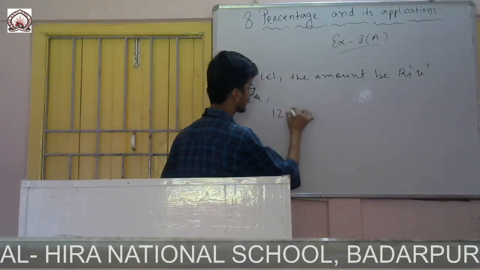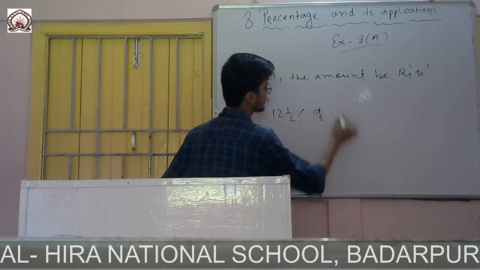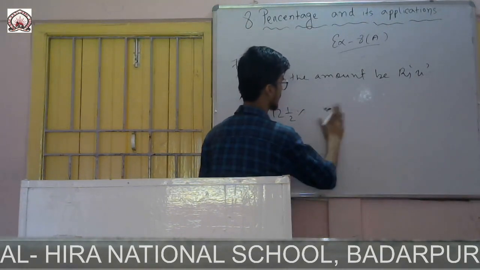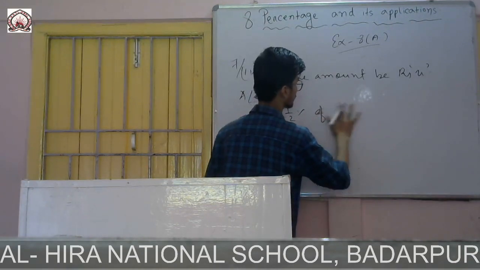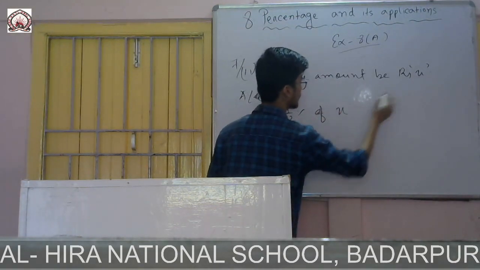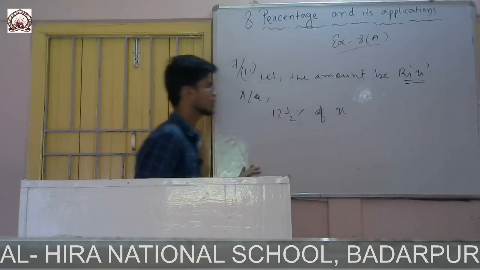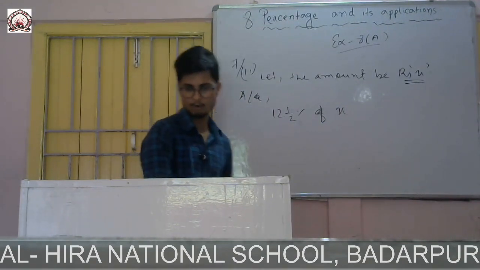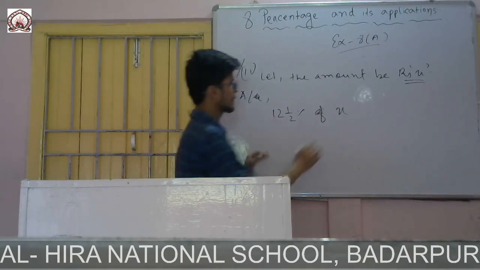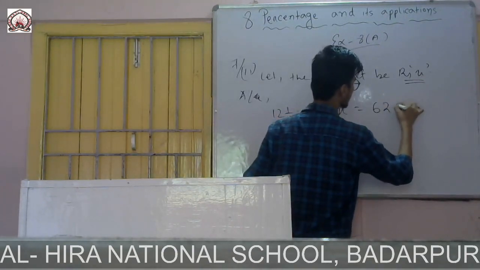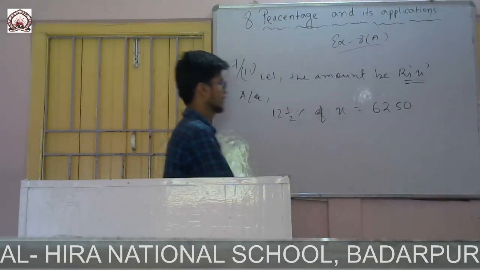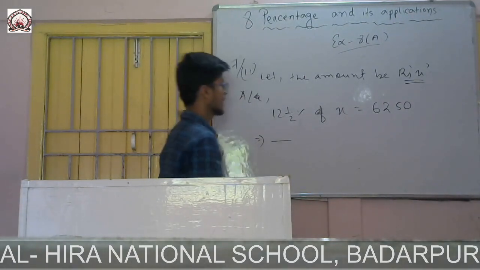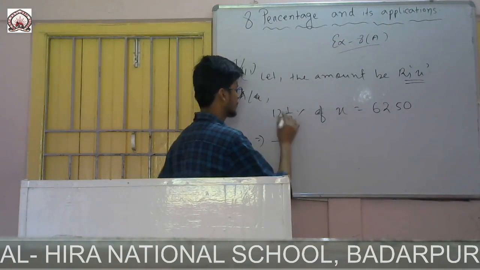12.5% of a certain amount. Of means into, and the certain amount I have taken as X. So I will write 12.5% of X, and in the question the answer is given as rupees 62.50. So you write 62.50. Now if I make 12.5 into an improper fraction, it will be 25 by 2.